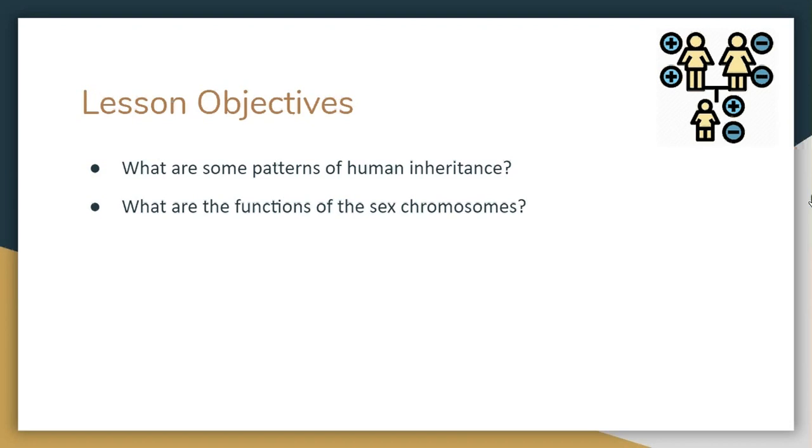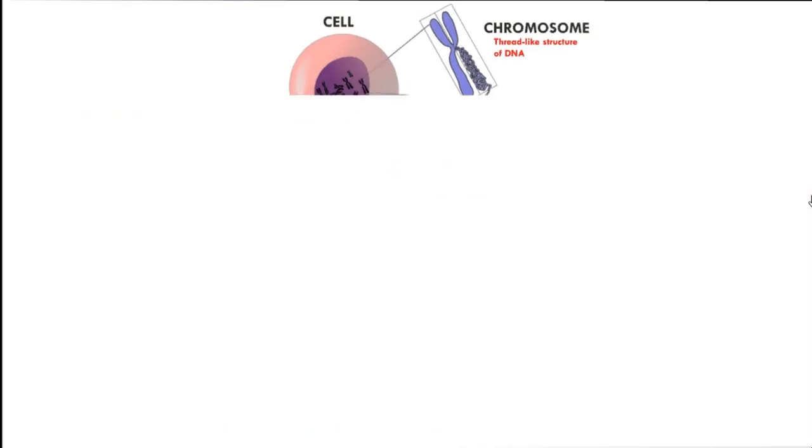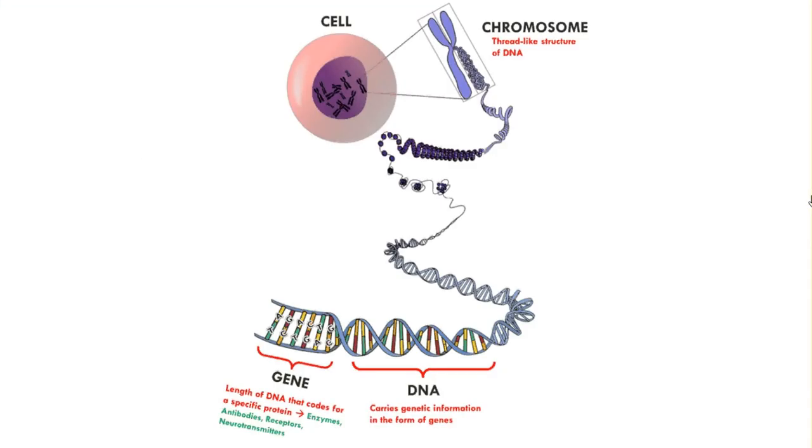Just today, our lesson 1, called Human Inheritance, we're aiming to answer the patterns of human inheritance and the functions of the specific chromosome, the 23rd pair we call the sex chromosome. Here is a nice review diagram I really like that breaks this all down, probably better than any way I've shown so far, where we have the chromosomes in the nucleus of the cell.